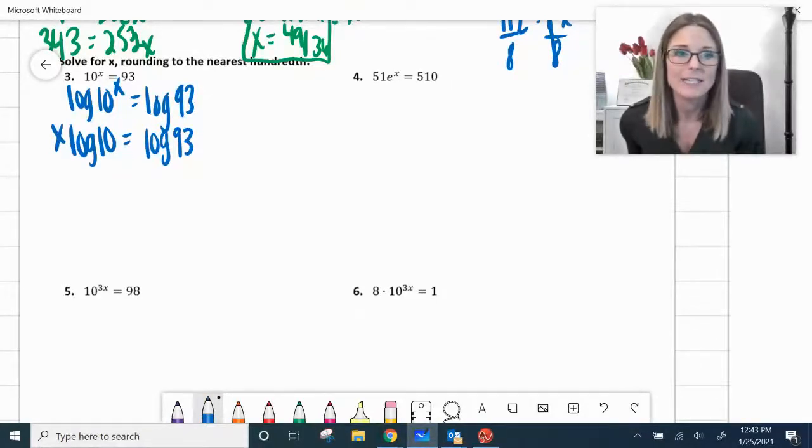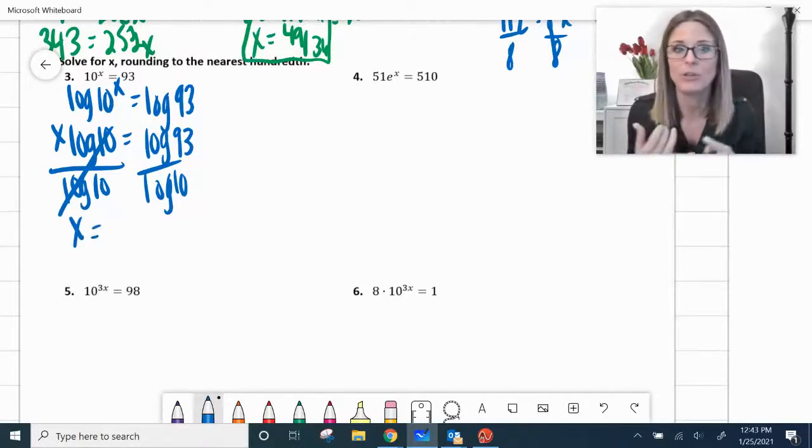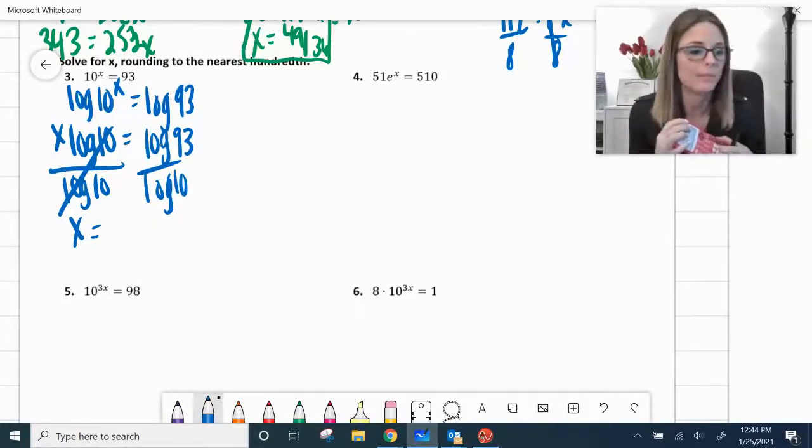Now I'm trying to get x by itself. So divide away log 10 on both sides. So that x is by itself. And now I'm just going to go and do log of 93 over log of 10. Now, it's a log with an understood base 10, so I can use a little baby calculator. I can use my phone calculator if I want to. As long as it's a log base 10, you can use some of these more simple calculators. But I'll go over to the Inspire and show y'all.